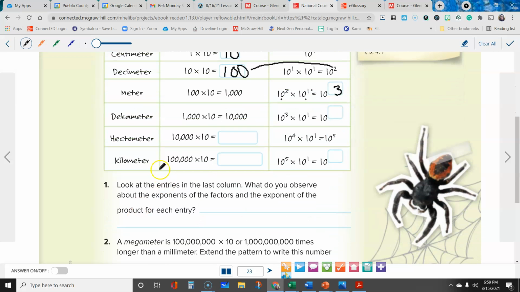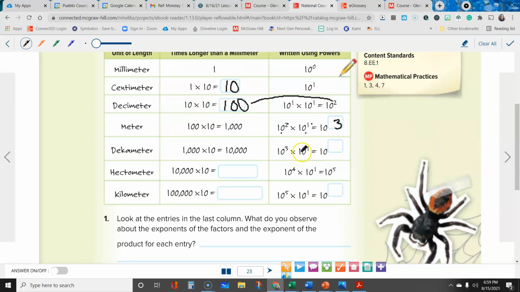A decameter is 1,000 times 10. So we take 1,000, which is 10 to the third, times 10, which is 10 to the first. 10 to the third times 10 to the first is 10 to the fourth. Okay, a hectometer is 10,000 times 10. Well, we know 10,000 is 10 to the fourth, times 10 to the first would be 10 to the fifth. So that would be 100,000.